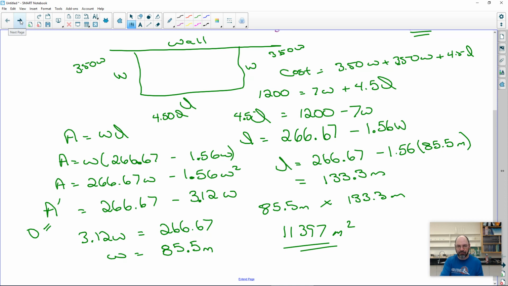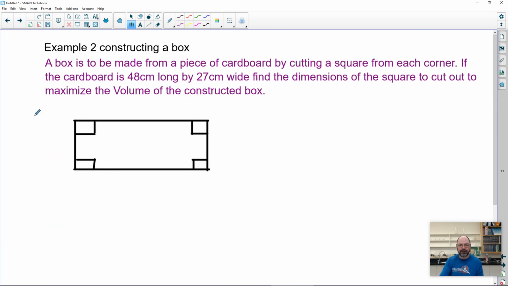Okay, our second example, if I flip ahead here, is constructing a box, like when you make those Christmas boxes. So it's a volume maximization question, really. It says, a box is to be made from a piece of cardboard by cutting a square from each corner. Sometimes I say a rectangle or whatever, but a square from each corner. If the cardboard is 48 centimeters long by 27 centimeters wide, find the dimensions of the square to be cut out to maximize the volume of the constructed box.